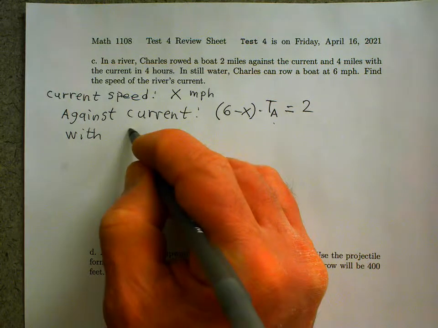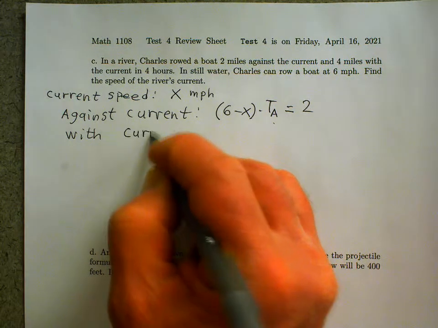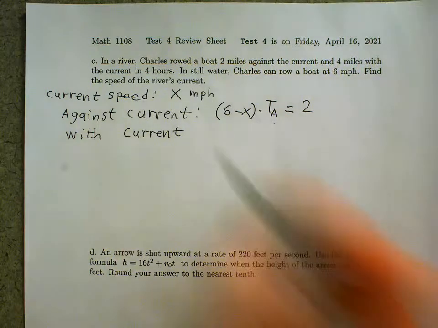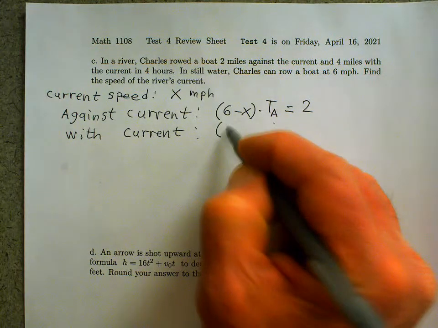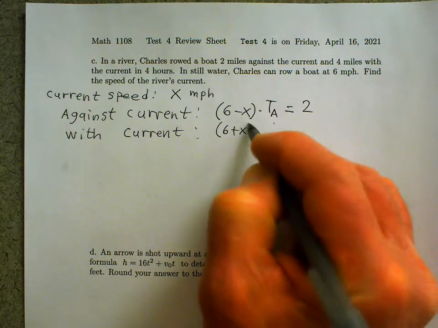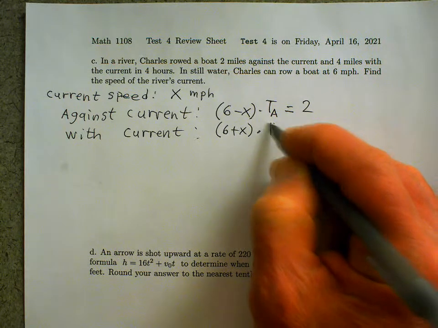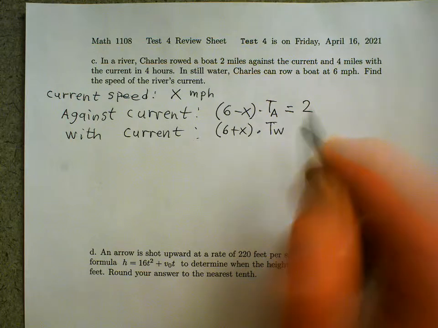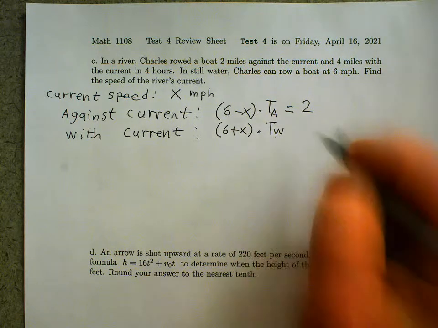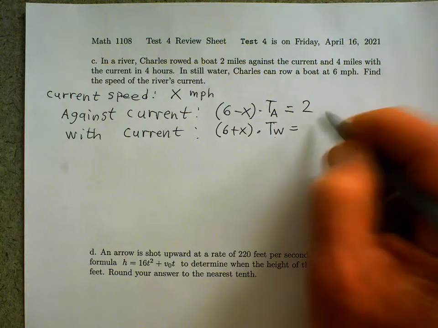And then the boat was rowed with the current. So if the boat is going with the current, it's traveling at 6 plus x miles per hour multiplied by t sub w. That represents the amount of time it took to row 4 miles with the current.